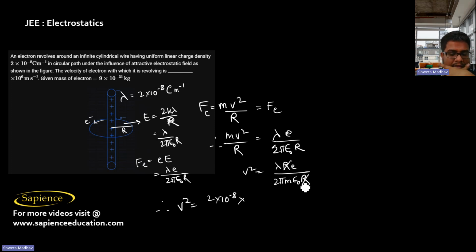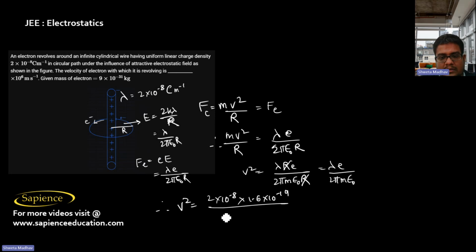Okay, r will also cancel. So it's lambda e by 2 pi m epsilon naught. So e is the charge of the electron, it's 1.6 into 10 power minus 19 coulomb, divided by 2 pi, that is pi is 3.1416, into m. Mass of electron is 9 into 10 power minus 31 kg, and epsilon naught.